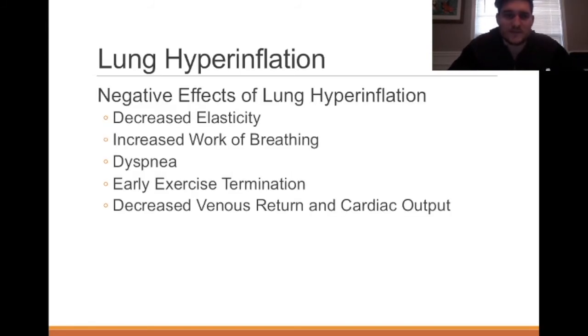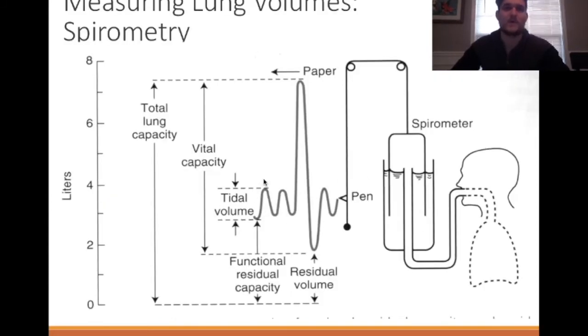And so we've listed most of these, but the negative impacts of lung hyperinflation are that we're going to have a decreased elasticity of the lungs, and difficulty breathing because we are working harder in order to breathe. It's more laborious, and so this can obviously impact exercise and our capacity for exercise. And another thing that also happens because of it is that we see a decrease in venous return and cardiac output as well.